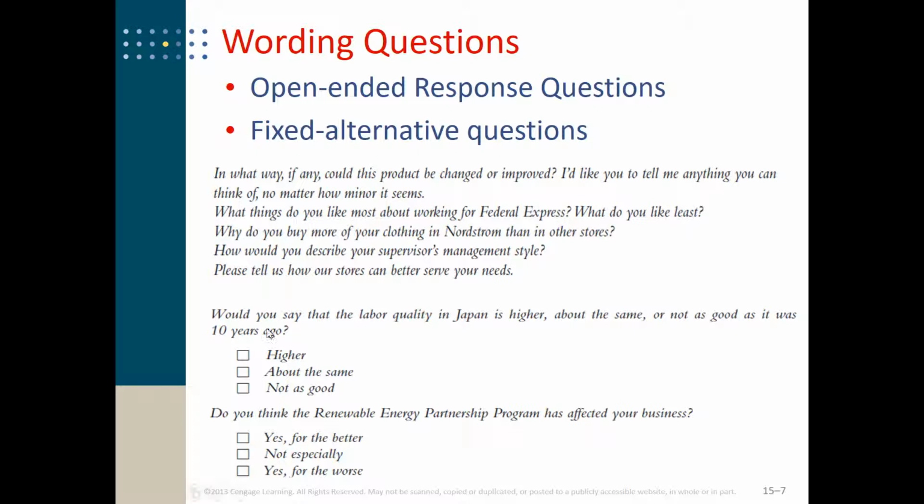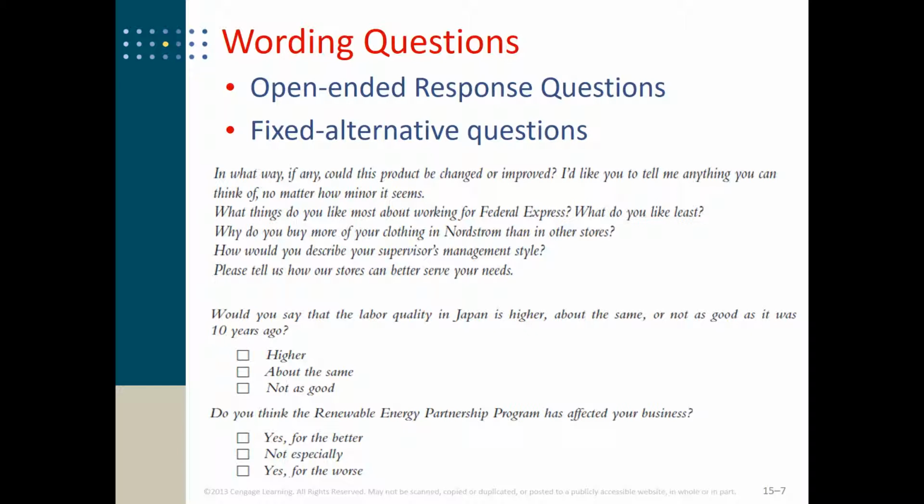Now look at these examples. Would you say that labor quality in Japan is higher, about the same, or not as good as it was 10 years ago? Higher, about the same, not as good. Do you think the Renewable Energy Partnership Program has affected your business? Yes, for the better, not especially, yes, for the worse. So these questions are examples of fixed alternative questions. You ask questions, you provide alternative answers, and you ask your respondents to choose one of the answers.